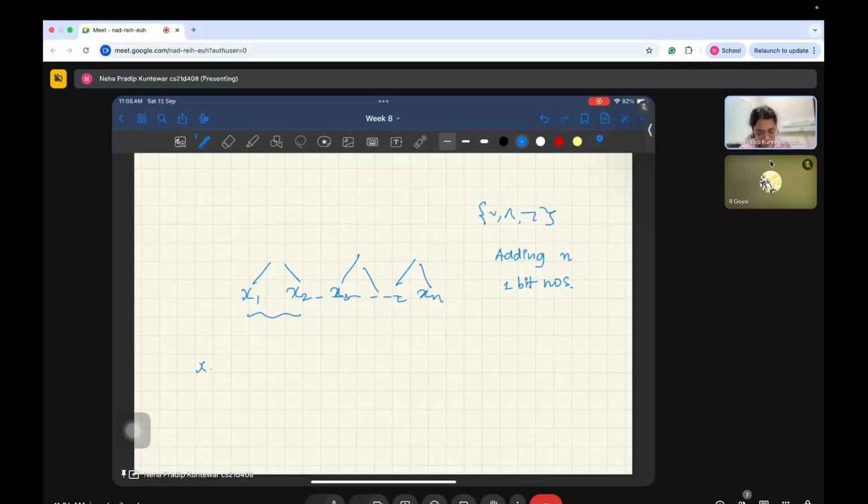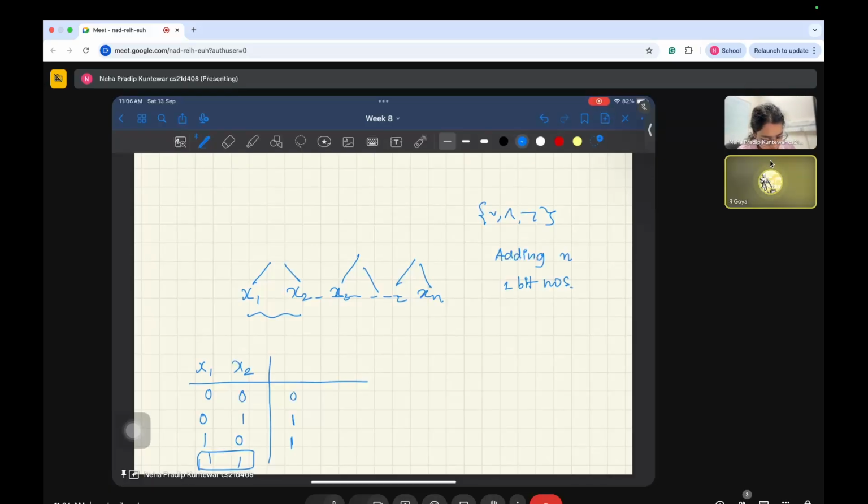Let's say how do we add two 1-bit numbers. If both are 0, the sum is 0. If either of them is 1, then the sum is 1. But this is the tricky part, where if both are 1, the sum is 2.